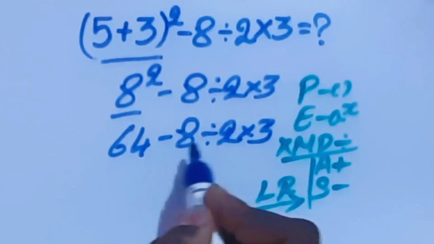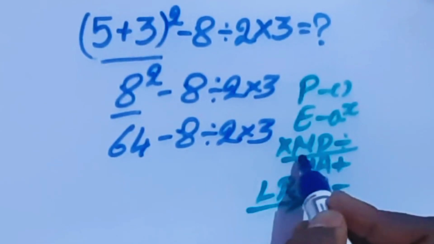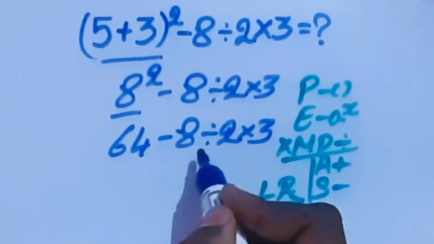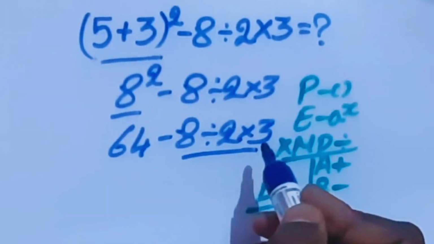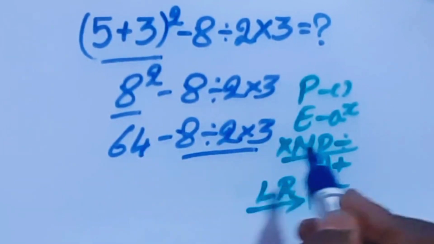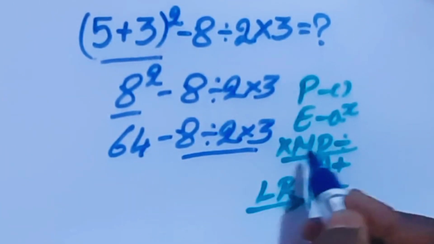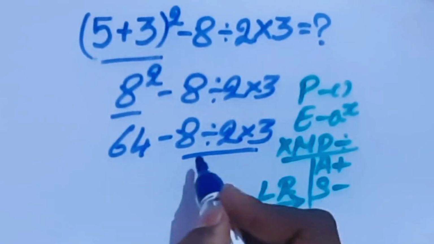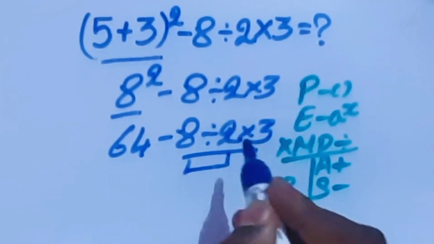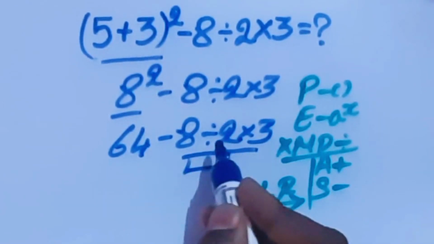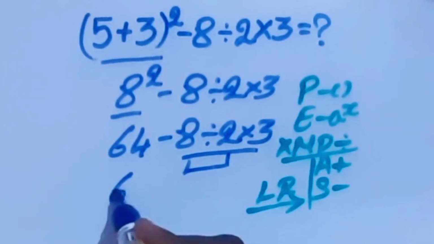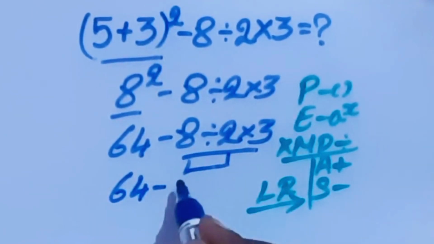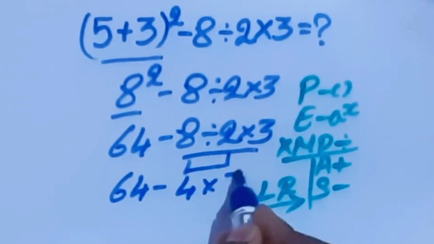Here we have subtraction, division and multiplication. The next priority is multiplication and division. So we have to do this division and multiplication before this subtraction. Here multiplication and division are equal priority. For equal priority, we use the left to right rule. Here left to right is 8 divided by 2. We have to do this 8 divided by 2 before any other operation. So 64 minus 8 divided by 2 is 4, times 3.